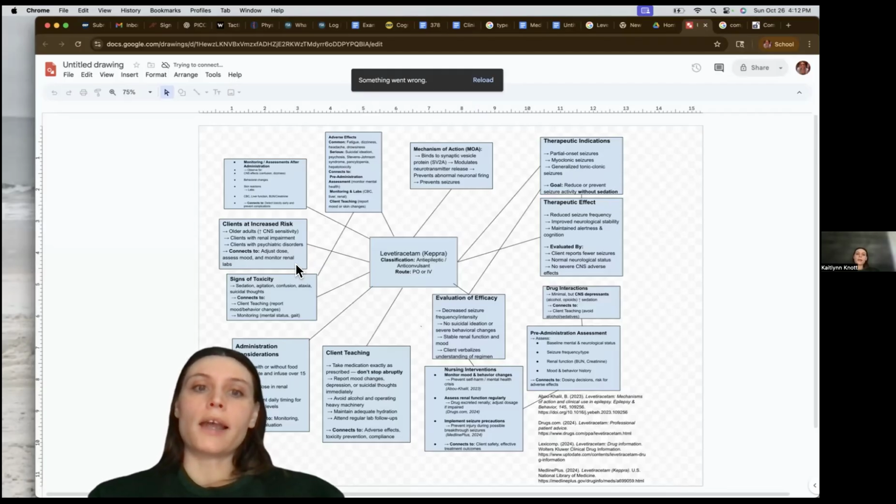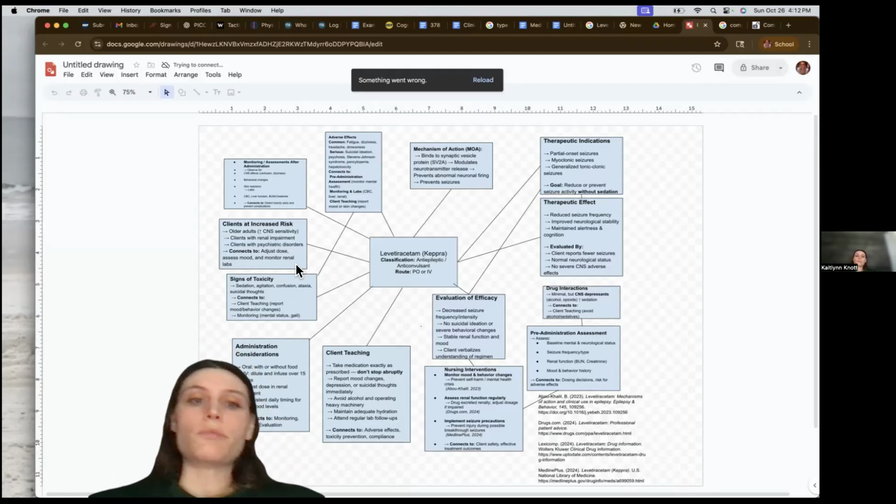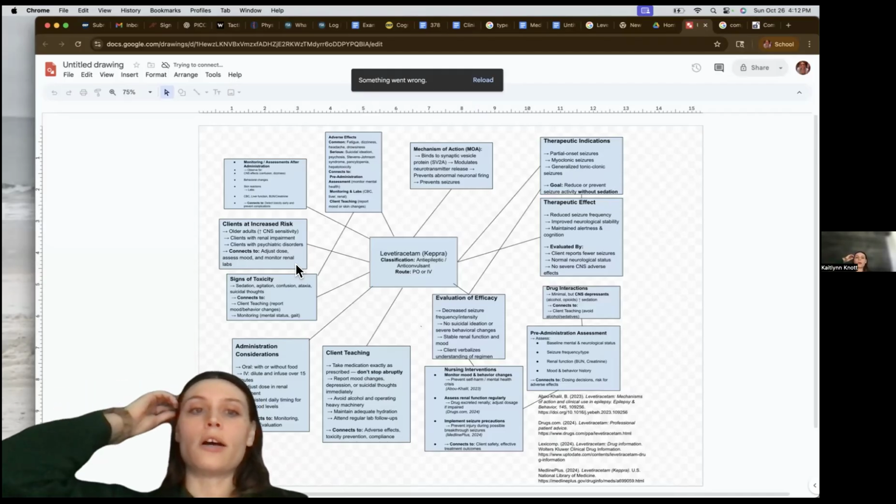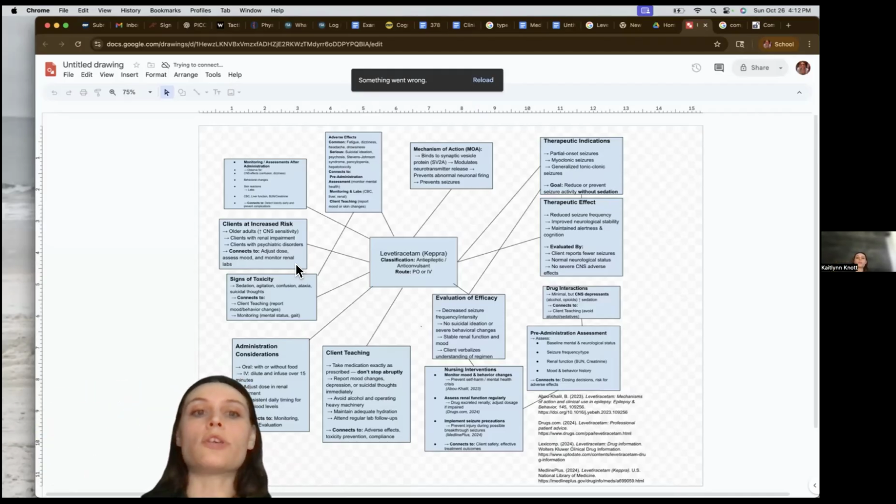Clients with psychiatric disorders. So again, mental health status is one of the biggest concerns that we have throughout giving this medication. So if we know that they already have a psychiatric disorder, it's definitely good to monitor those. And then this just connects to being able to adjust the dosages to make sure that everything's working properly, assessing the moods, and monitoring the renal labs.